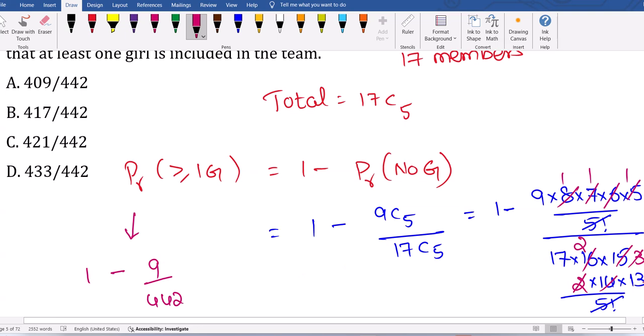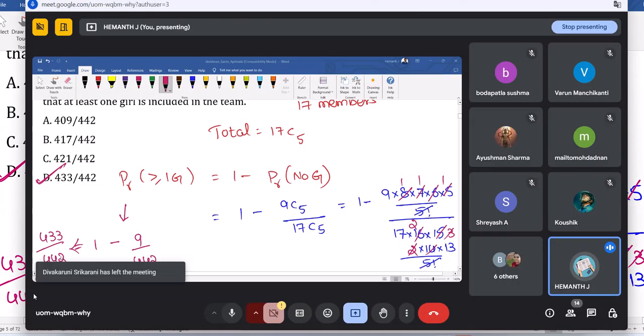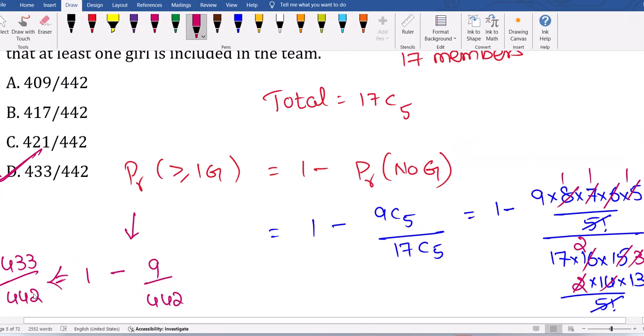17 into 13 is 221. 221 into 2 is 442. So 9 subtracted, so it's option D. 433 upon 442. Option D is correct. 433 upon 442. At least one girl is required, right? So we are taking 1 minus no girl. Probability there is no girl involved.